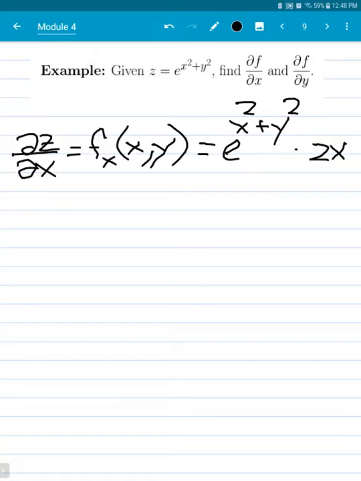Sir, simply, question. Yes? The ∂f over ∂x, that's the same as f sub x? Yes. Okay. You can also write this.